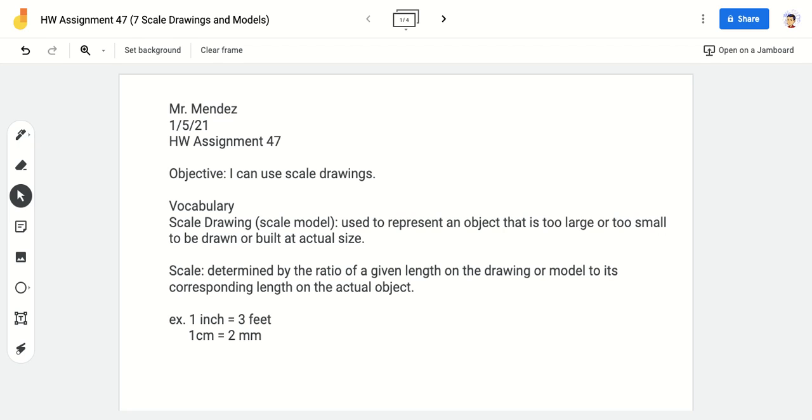What's going on, everyone? Homework assignment 47. Today's objective: I can use scale drawings, and we're going to use them to try to solve some problems.